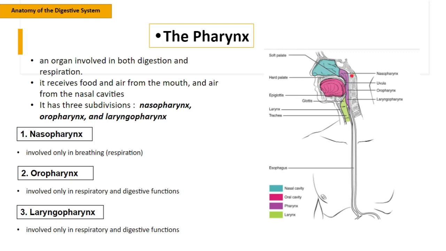So, again, the nasopharynx is involved in the breathing process or respiration process only. It is not actually a part of the digestive system. The subdivision of the pharynx that is actually part of the digestive system is the oro and the laryngopharynx only.